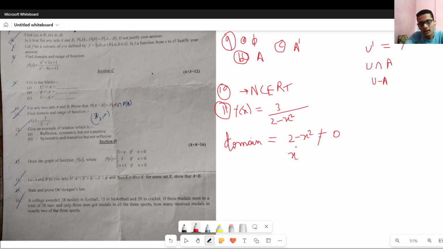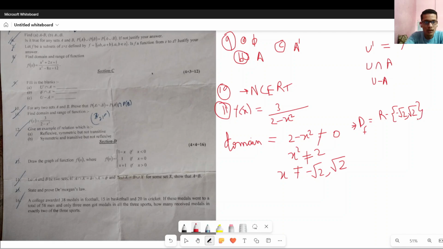So here we will write x square must not be equal to 2. That will give me two values. That is, x must not be equal to negative root 2 and root 2. What will be the domain here? I will write here, domain of the function equals the set of all real numbers except negative root 2 and positive root 2.